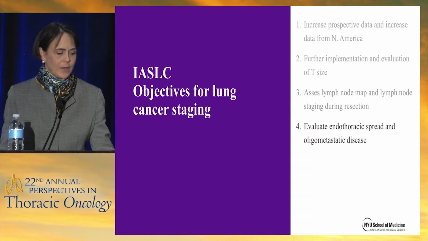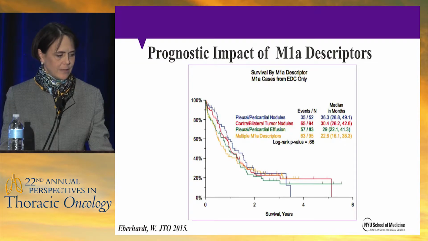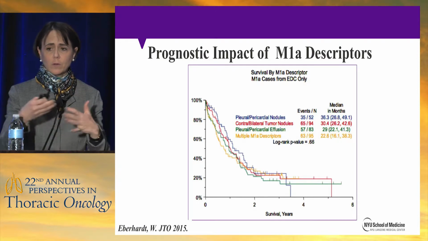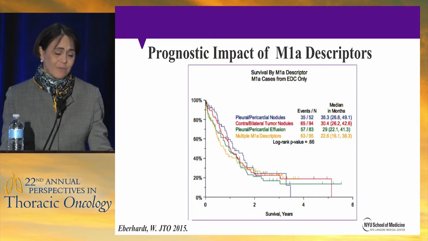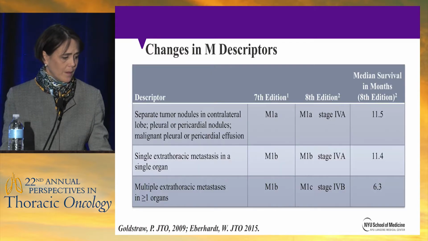Next, they were looking at endothoracic spread and oligometastatic spread. We can't just have metastatic disease, of course. And within here, first they looked back at their M1a descriptor to see if there was anything that could be pulled out, anything that could be put back into a T4 type stage. And really, even in this expanded cohort, they couldn't do that. Most of the M1a descriptors really all fall fairly close together. So that descriptor is staying as is. Endothoracic spread is an M1a descriptor.